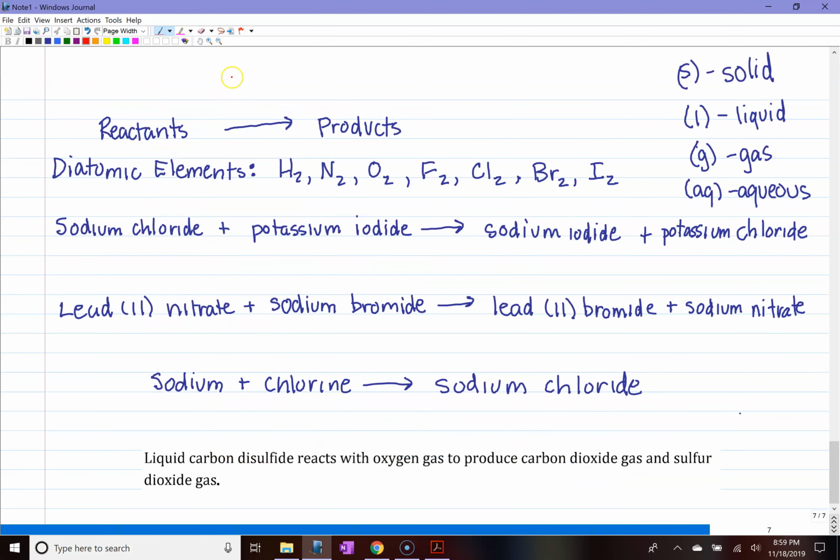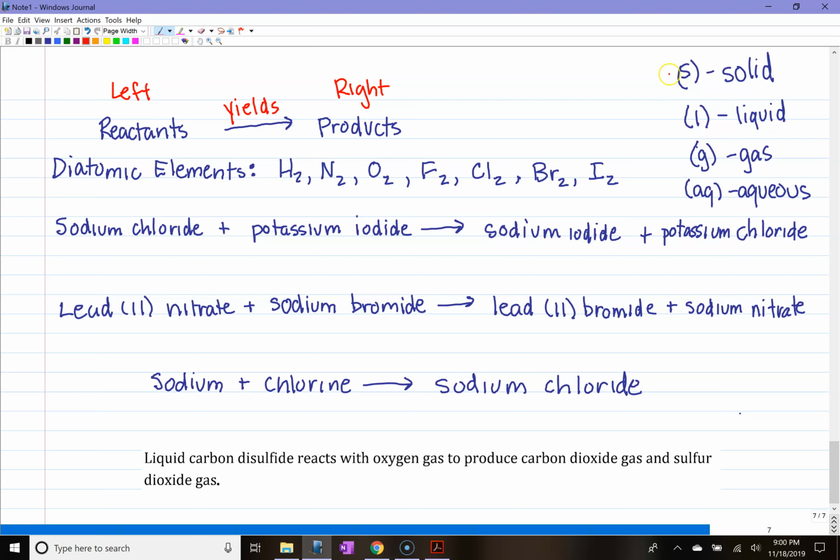When we write a chemical reaction or chemical reaction formula, we're going to have the reactants on the left side of the arrow and the products on the right side of the arrow. The arrow we read as the word yields. So we would say reactants yield products. What happens in a chemical reaction is the bonds between the reactants are going to break apart, and then they're going to form new products.